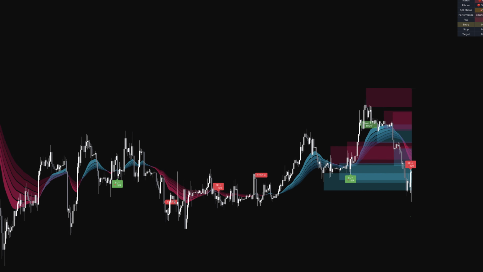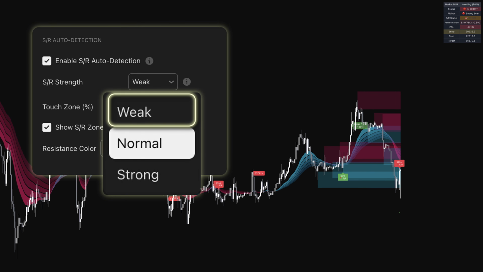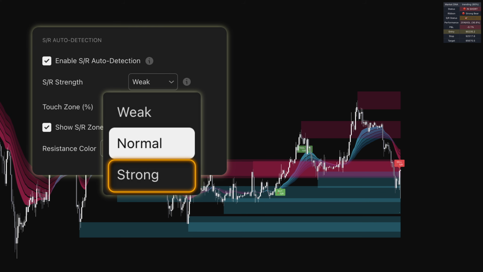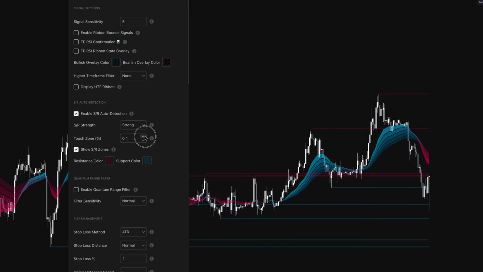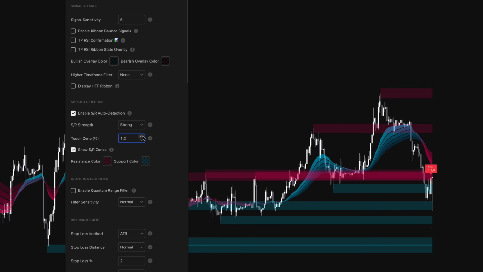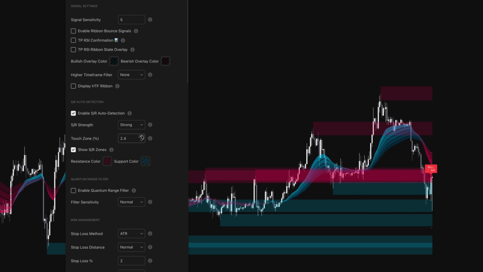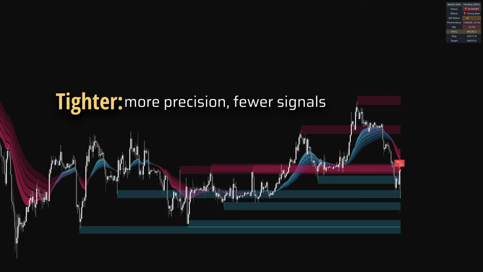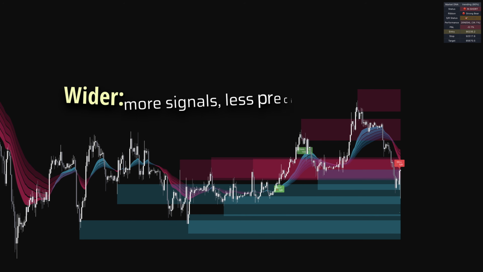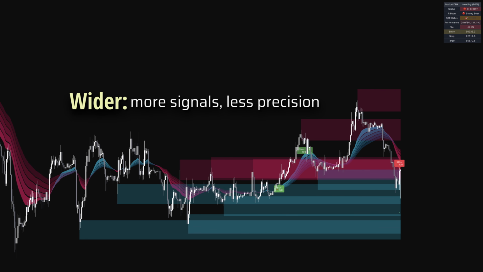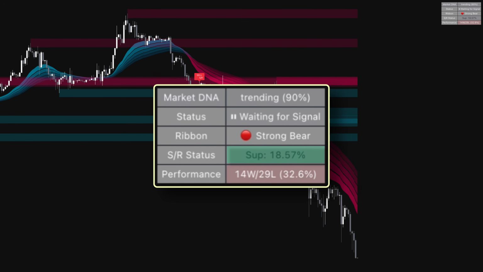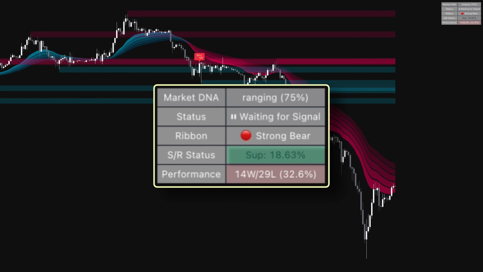3 sensitivity options. Weak finds more levels, faster response. Normal is balanced. Strong only detects major swing points. Touch zone controls how close price needs to be to a level, anywhere from 0.1% to 5%. Tighter means more precision, fewer signals. Wider means more signals, less precision. The stats table shows real-time distance to the nearest key level. You always know how close you are to a key zone.